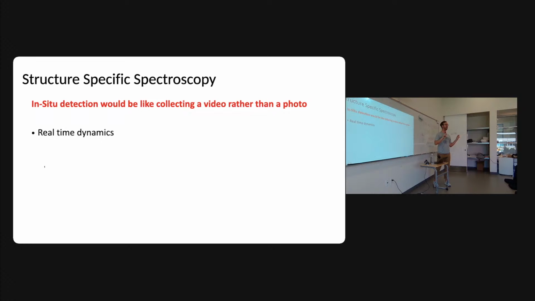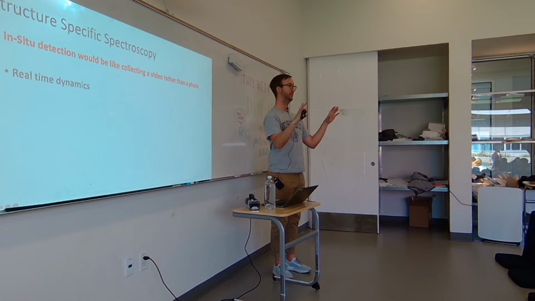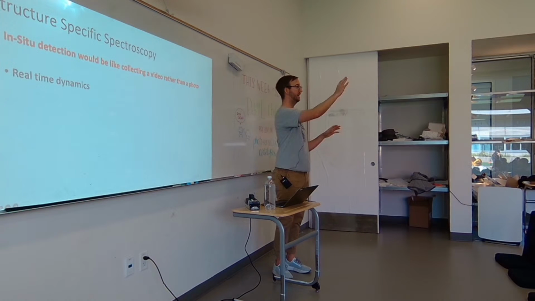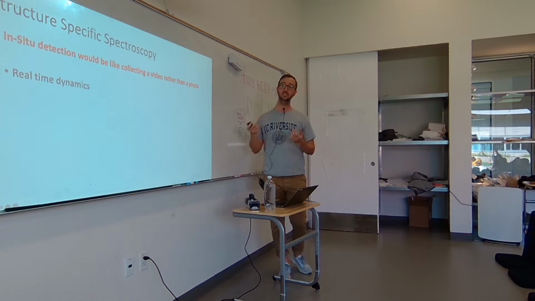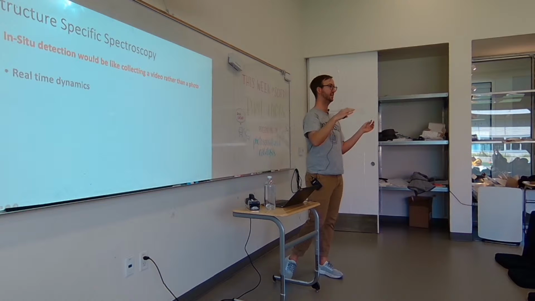So they wanted to do in situ detection, right, using structure specificity. What that means, that's kind of fancy speak for they really want to take a video of this process as it's happening. You can sort of see, oh, this thing got excited here, this one got excited here. The difference would be if you collected a static infrared spectrum, you would just have a photo. You would just be like, okay, at time 30 seconds, this is what was happening.